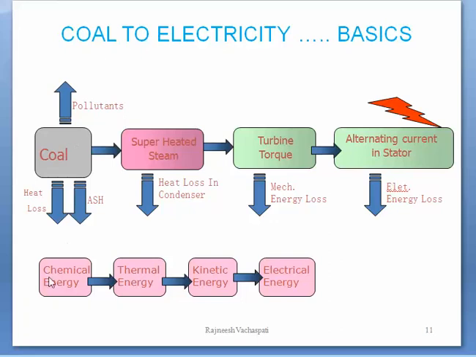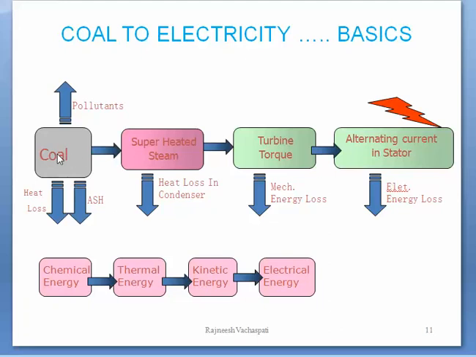So in this process, the chemical energy of coal is converted into thermal energy or heat energy, and this heat energy in the turbine converts into kinetic energy, and this kinetic energy of the turbine is finally converted into electrical energy through the generator.